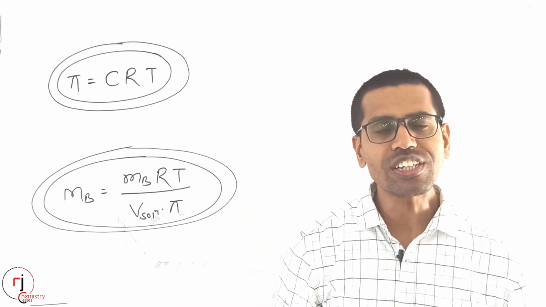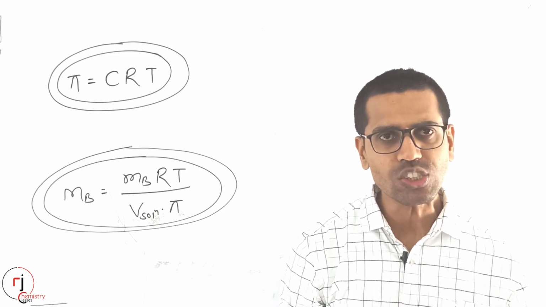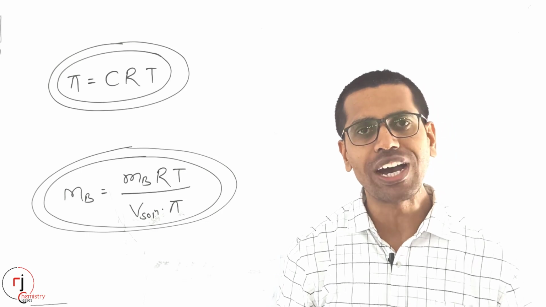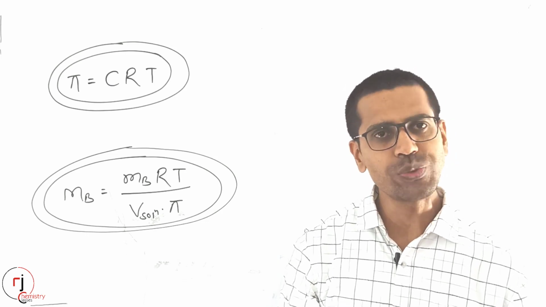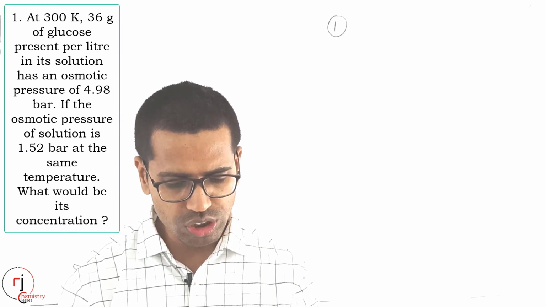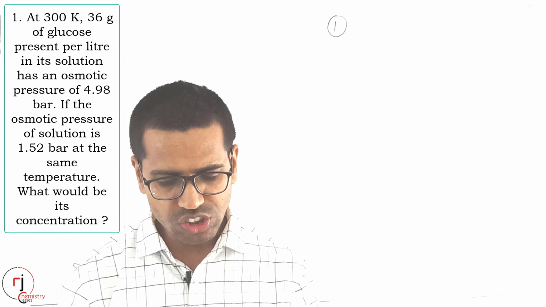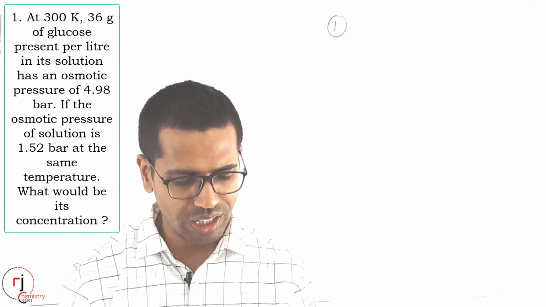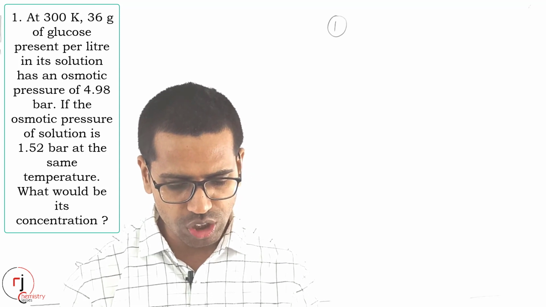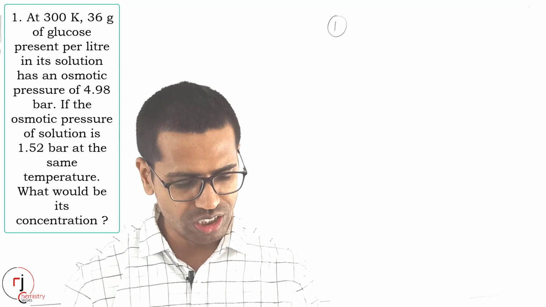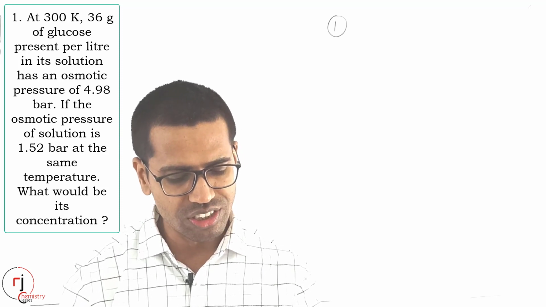Since this chapter consists of a lot of problems, that's why we do all the problems in a summative, fast manner. Okay students, let me start. As in question number 1, at 300 Kelvin, 36 gram of glucose present per liter in its solution has an osmotic pressure of 4.98 bar. If the osmotic pressure of the solution is 1.52 bar at the same temperature, what would be the concentration?